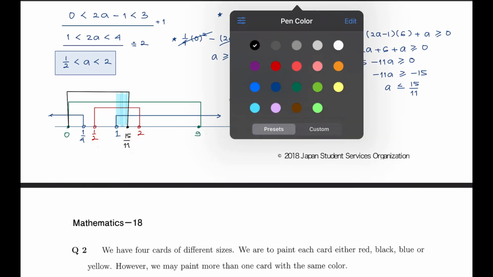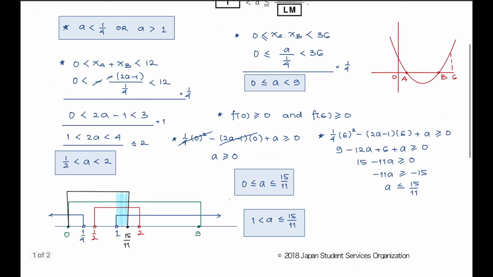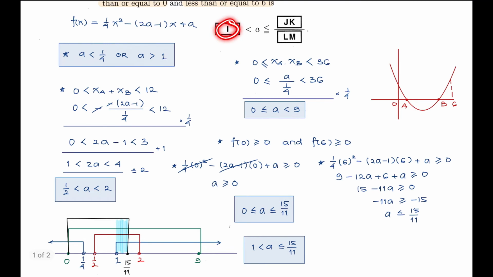So the final answer is A must be between 1 and 15/11. So letter I here is 1, and then J and K is 1 and 5, L and M is 1 and 1. This is our final answer for the first question. This is 1, and then 1, 5, 1, 1.